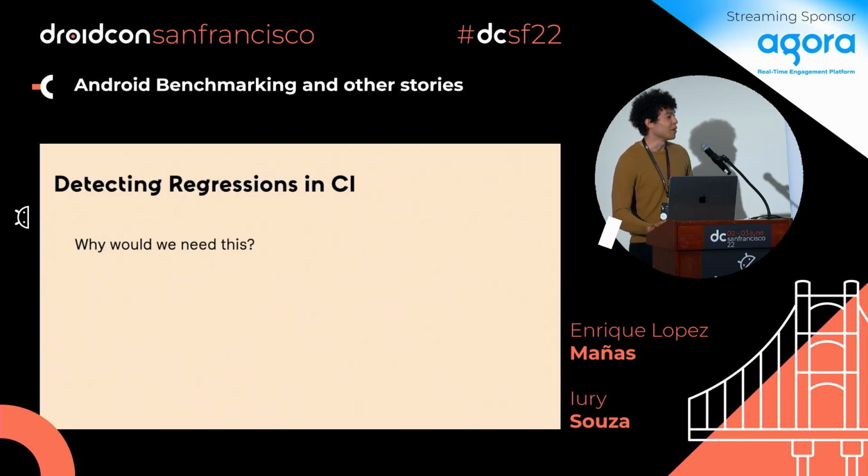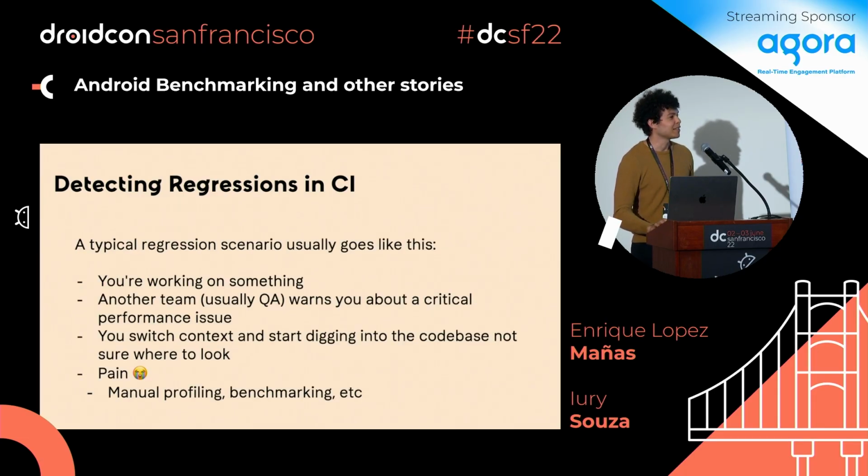So you may be thinking, why would you need this in the first place, right? Why would you need to detect regressions on your CI? To understand that, let's go over what a normal scenario in your day-to-day life may look like when you get a regression. You're probably working on something. Another team shows up, usually QA, and they warn you about a critical performance issue that your app may be having. Then you need to switch context, investigate, and try to understand what's going on. And that usually leads to a lot of pain, right?